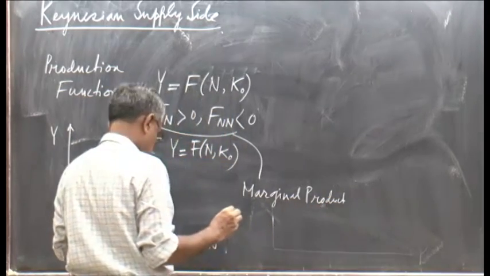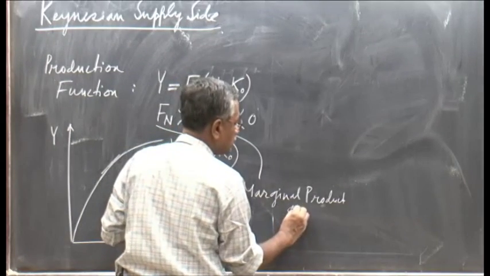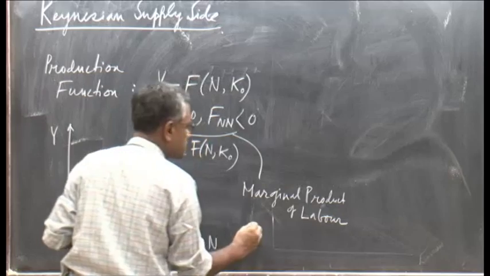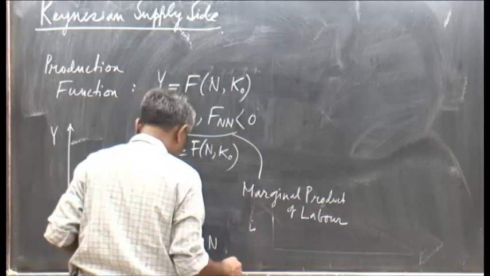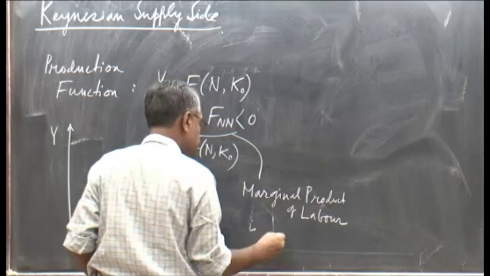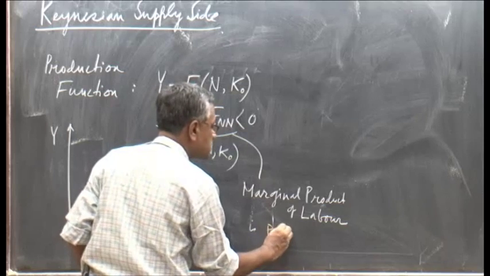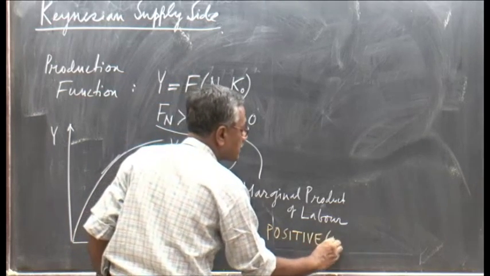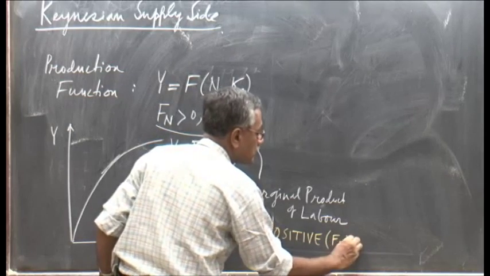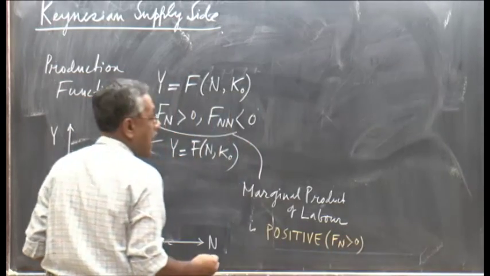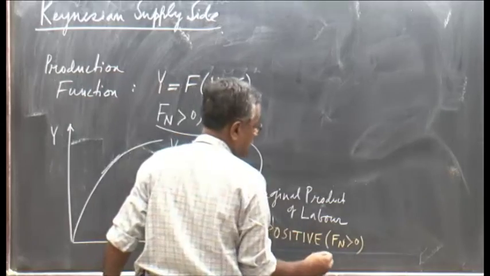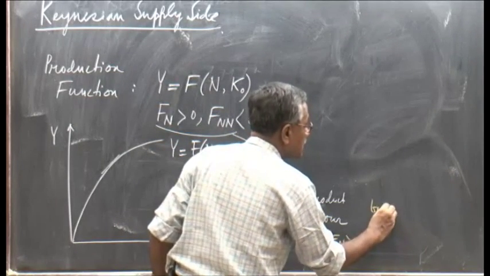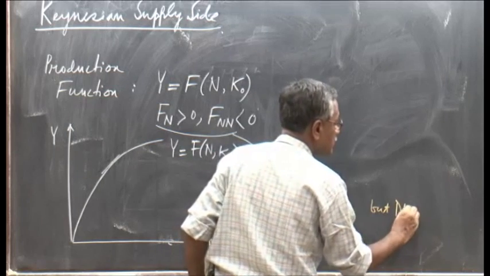Marginal product of labor, which is positive. Marginal product of labor is positive, which is Fn greater than 0, but diminishing.